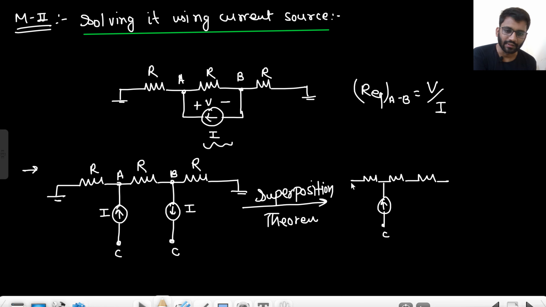I'm just calling it a potential C. This is grounded and this is also grounded. This is R, this is R, this is R. This potential is A, this potential is B.